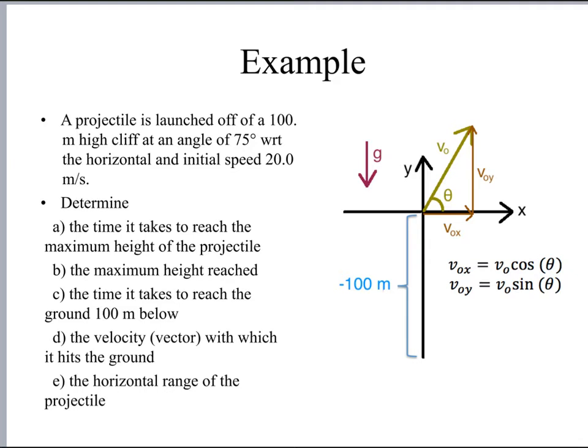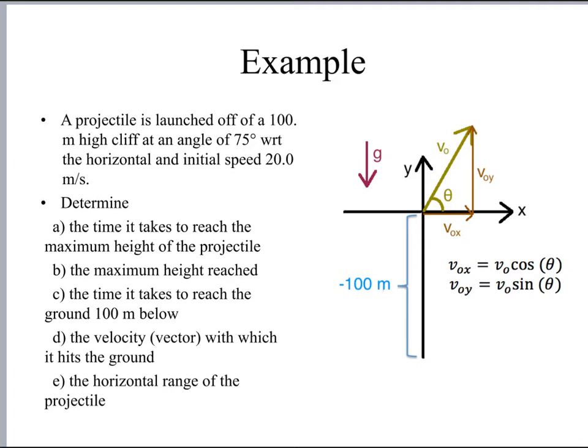The cliff is given to be 100 meters high. One thing you'll notice is that I've labeled here negative 100 meters. That's because the origin is placed at the top of the cliff. So if we go down to the ground below the cliff, the position in the y direction will be minus 100 meters because you're below the origin. So anyway, that's what we're given in the problem, and let's look at what the problem is actually asking for.